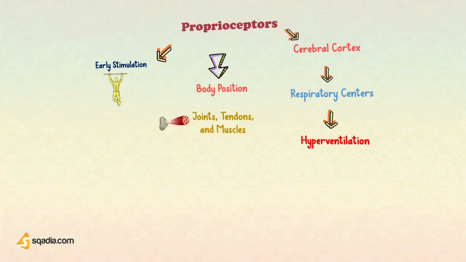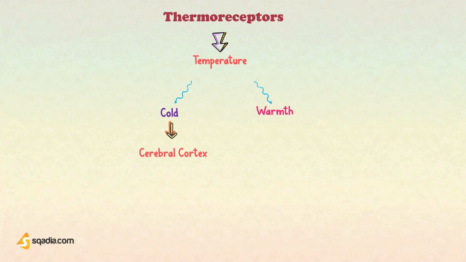Next we have in the list are the impulses from thermoreceptors. Thermoreceptors are cutaneous receptors which give response to change in the environmental temperature. These are of two types, namely receptors for cold and receptors for warmth. Now, when body is exposed to cold, or when cold water is applied over the body, cold receptors are stimulated and send impulses to cerebral cortex via somatic afferent nerves. Cerebral cortex, in turn, stimulates the respiratory centers and causes hyperventilation.